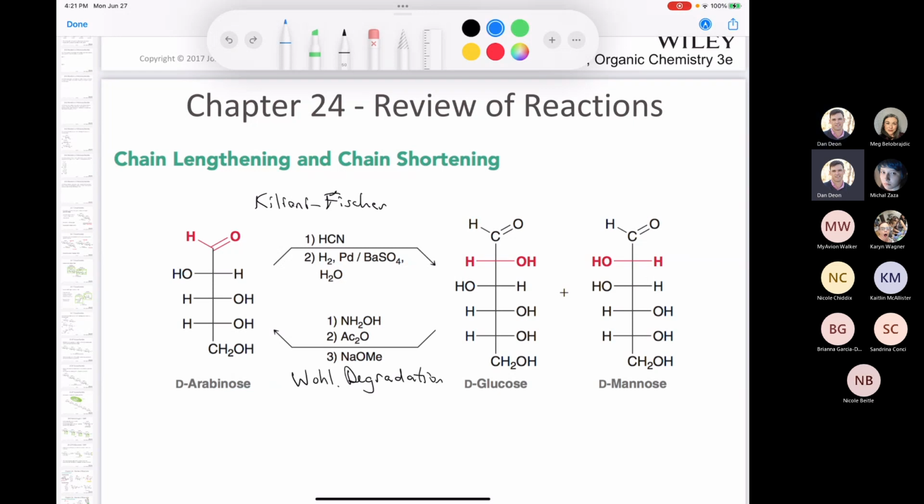So Kiliani-Fischer was HCN followed by a poisoned catalyst. This poisoned catalyst is hydrogen, and you've got this whole cocktail of palladium on barium sulfate and water.